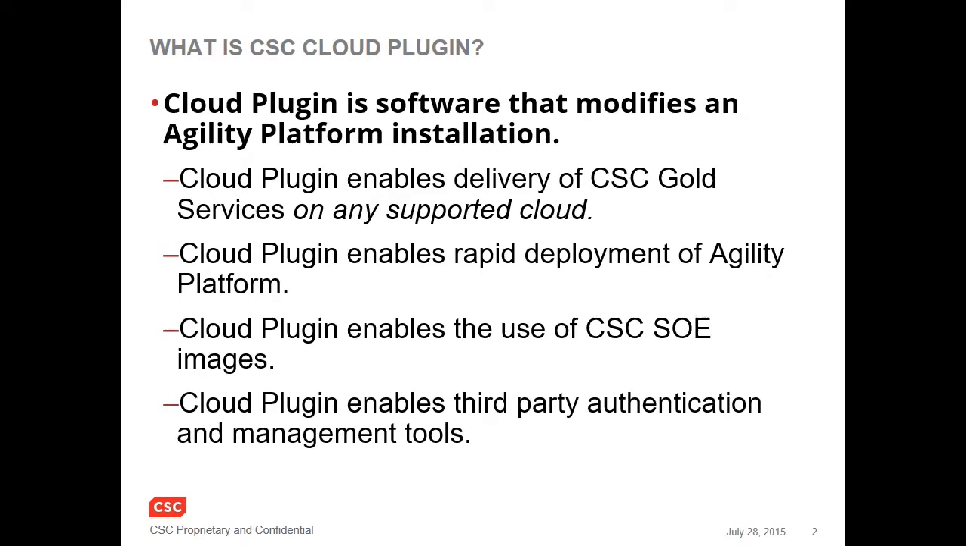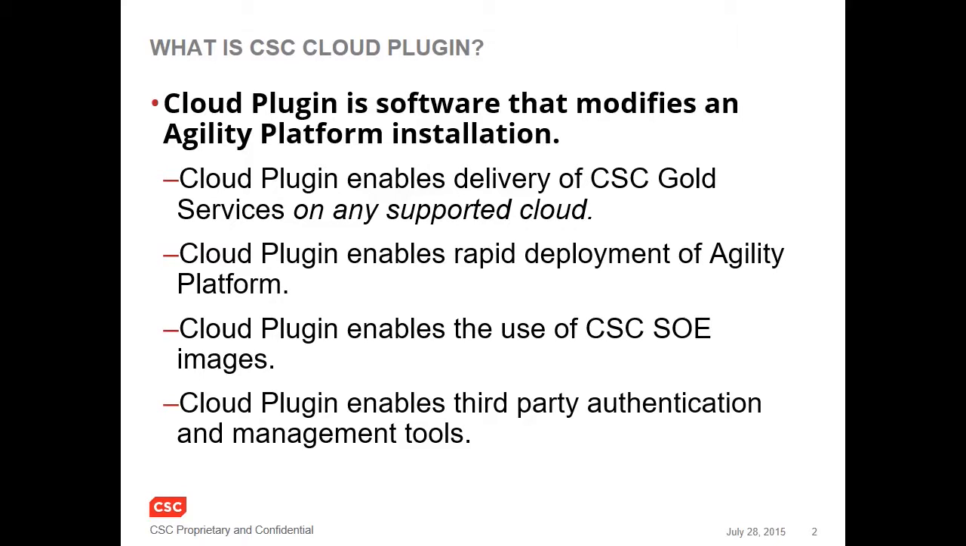And lastly, Cloud Plugin enables third-party authentication and management tools. Most of our customers will not be using Agility Platform's built-in authentication. They'll already have some sort of third-party authentication method, such as Active Directory or an LDAP server. Cloud Plugin enables you to map users and user groups directly from those authentication methods into the Agility Platform itself, so that you don't have to keep two sets of credentials running. And management tools lets you use Agility Platform to communicate with and leverage existing customer ecosystem pieces.